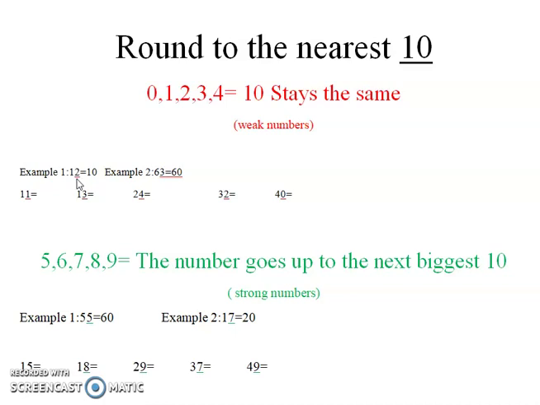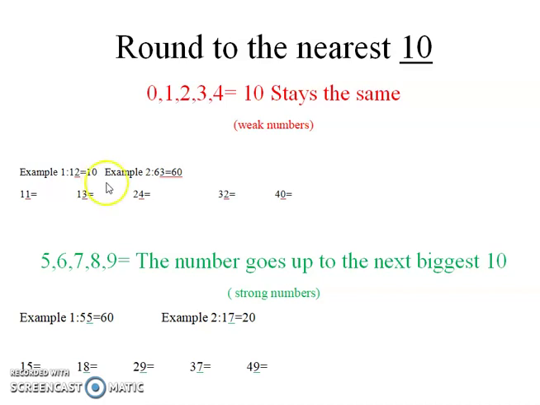So what did we just learn right now? Is 2 a weak number or is it a strong number? Well, let's refer back to this, and we see that 2 is a weak number. So that means the number is going to stay the same. So our number rounds to 10.